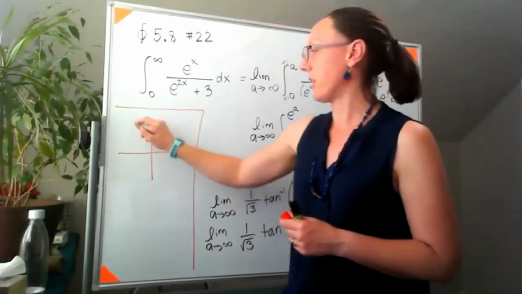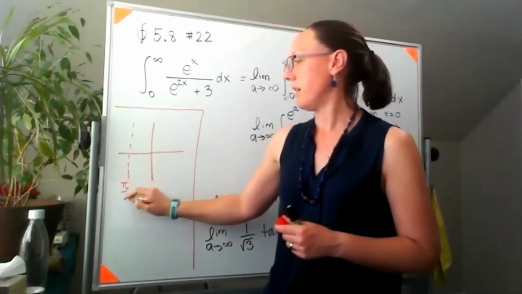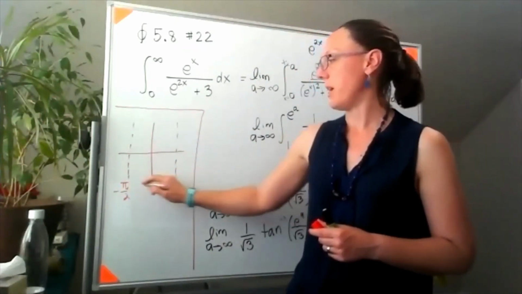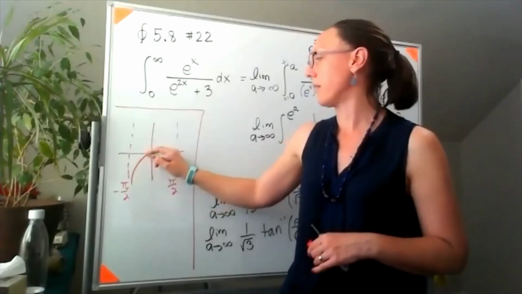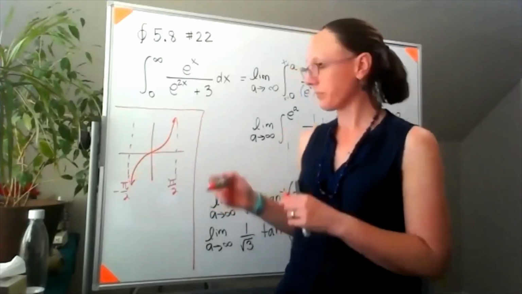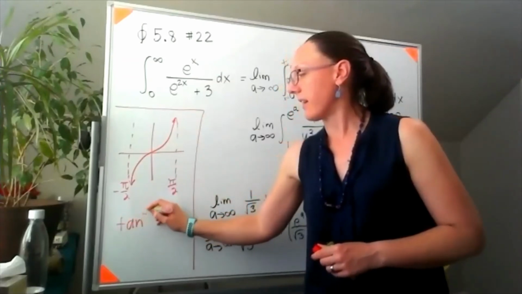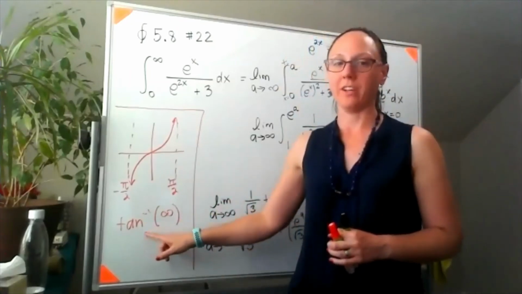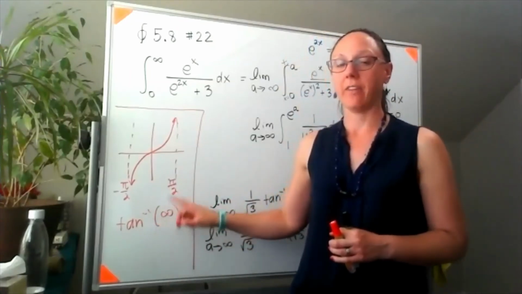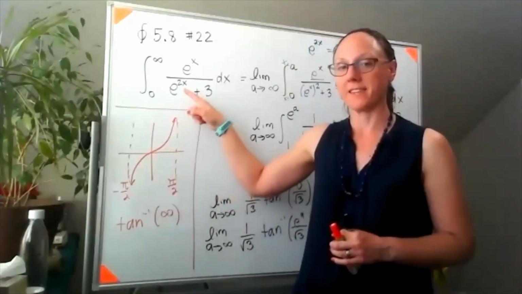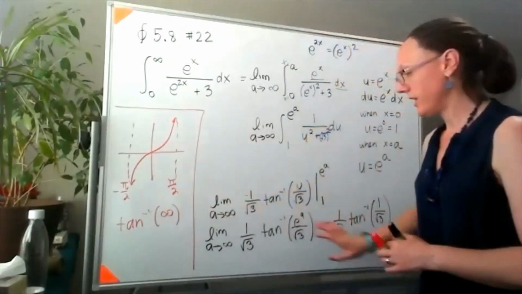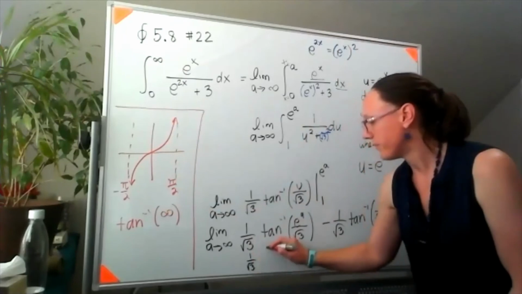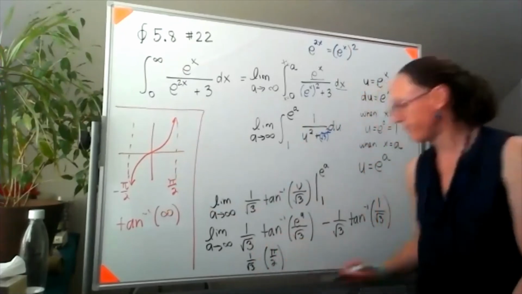A graph of tangent has vertical asymptotes at negative pi over 2 and pi over 2. And the graph almost looks like a cubic in between. When we're looking for tan inverse of infinity, that's asking us at what angle is tangent approaching infinity. And the angle where the graph of tangent approaches positive infinity is pi over 2. So evaluating this limit, that's going to be 1 over the square root of 3 times pi over 2.